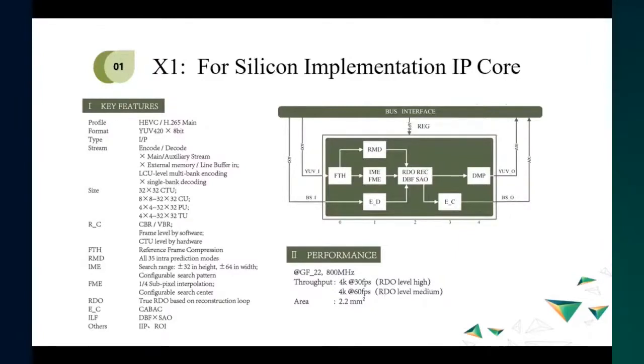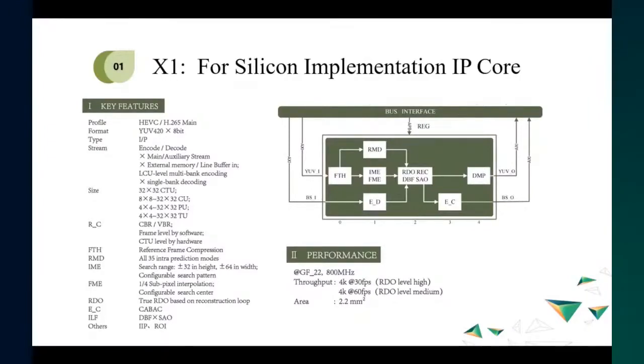Our X1 here supports the HEVC main profile, the format is YUV420, and the bit depth is 8 bit. It supports I frame and P frame, and it supports both the encoder and the decoder. And the CTU size is 32 by 32. Because we wanted to make the X1 low cost, we didn't use the 64 by 64 CTU. We just used the 32 by 32 to reduce the on-chip memories and also reduce the logic.